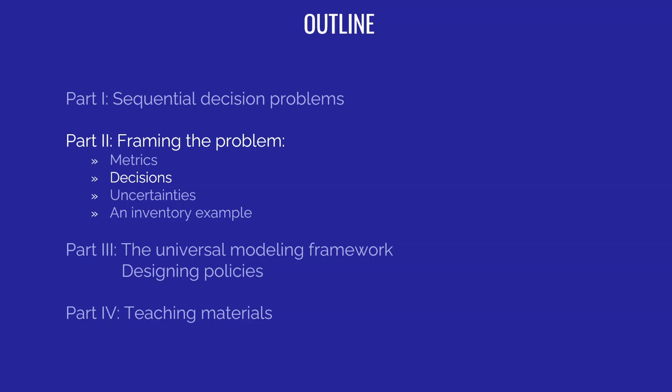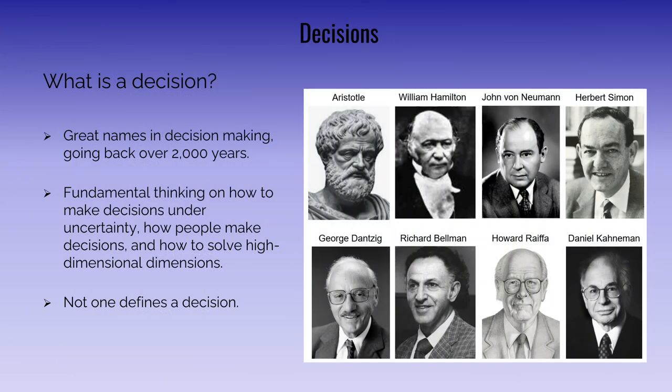Okay, decisions, my favorite topic. All right, so I went back 2,500 years to Aristotle and picked out 8 of arguably the greatest names in decisions, from Aristotle in about 3 or 400 BCE, all the way up to Daniel Kahneman, a professor at Princeton, my generation, one of the great thinkers about how humans make decisions. We've got George Dantzig and Richard Bellman, who invented linear programming and dynamic programming. Howard Raiffa invented decision trees.